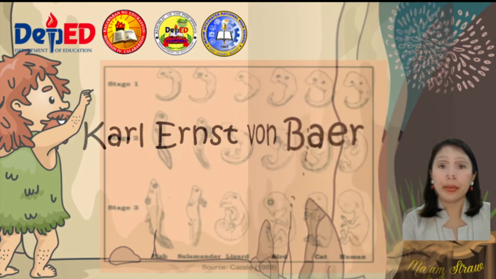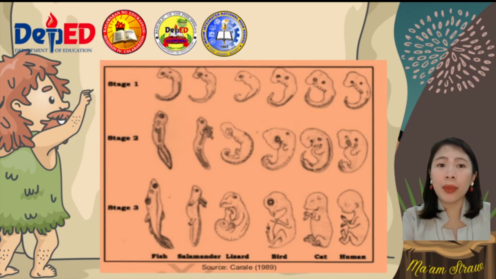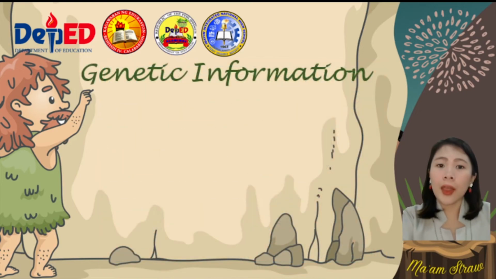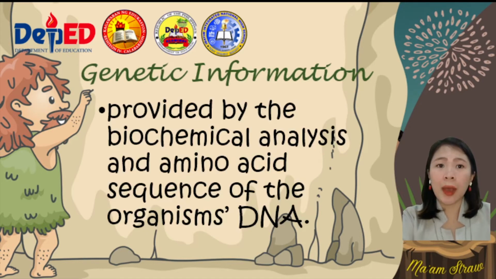This led him to an observation that the more similar the embryos are, the more they are related to each other. The embryos of fishes, salamander, lizard, bird, cat, and human are similar during the first stage of their embryonic development and have similar homologous structures that are not present when the organisms are adult. Studies show that species that are closely related exhibit similar embryonic development, even when in adult stage the organisms are quite different.